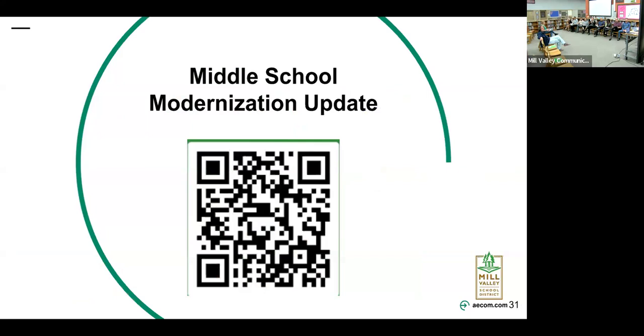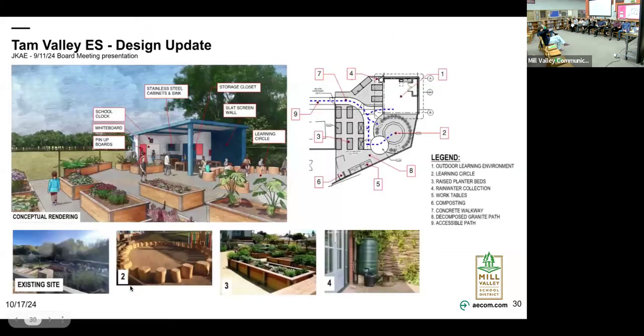One thing I want to add, we're obviously focusing on Strawberry and Tam. We are starting the design process for Park and Old Mill. As we mentioned in previous meetings, we're staggering the projects every year to complete them within 5 years. So we will provide updates for those two sites in the next few months.